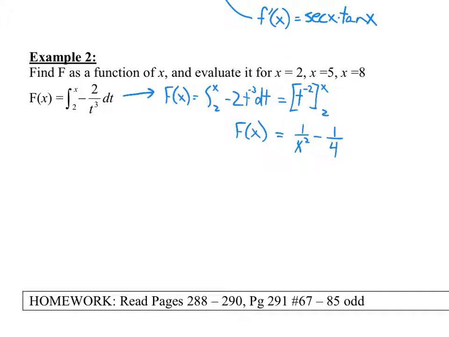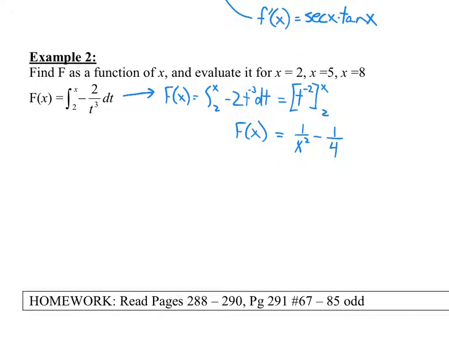What did the negative 2 win? If you add 1, remember you're adding 1 to the exponent and dividing by the new exponent, so it cancels. Now I can plug in 2 and 5 and 8, and I can find those values. You guys can do that part, okay?